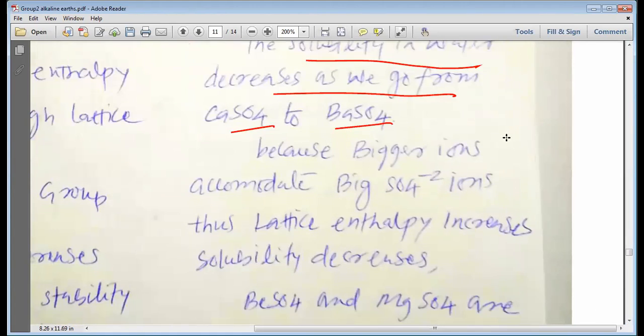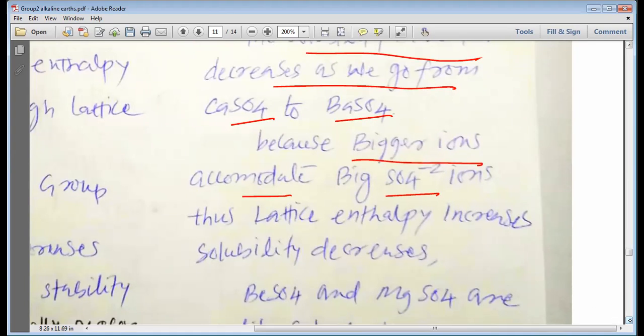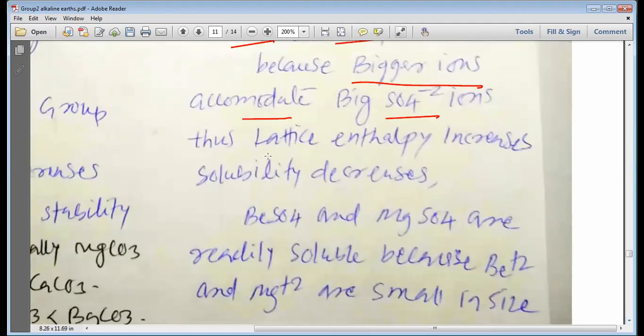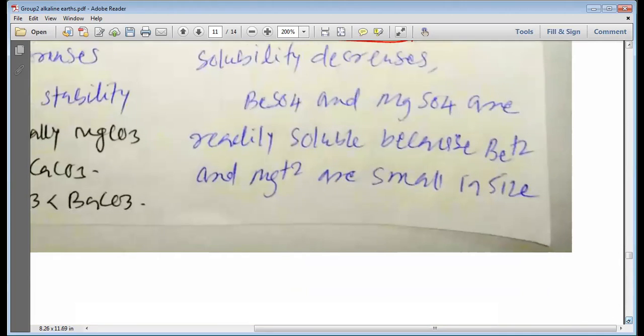So these sulfates are white substances. Going down the group, the solubility decreases because of the bigger ions like calcium, strontium, and barium. They accommodate the big SO4 2- ion, and that is why the lattice enthalpy increases, and that causes the decrease in solubility. But at the same time, the thermal stability increases as we go down the group.